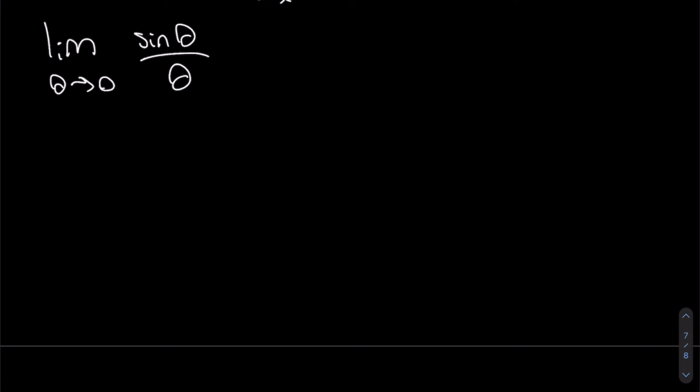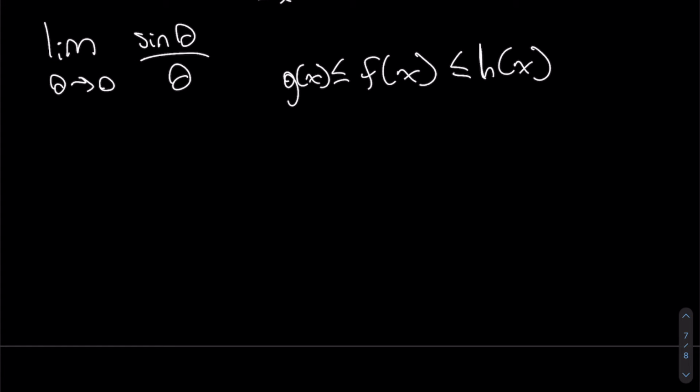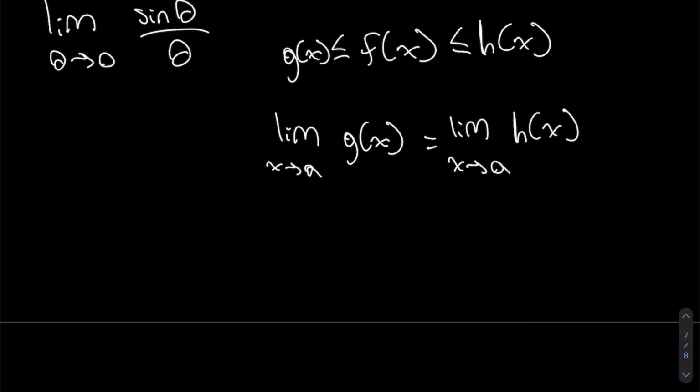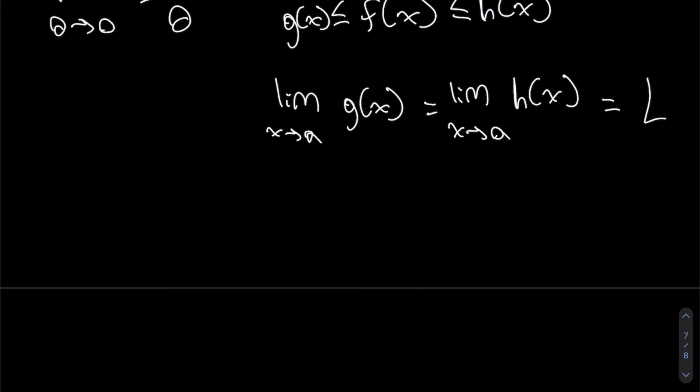What squeeze theorem says is if I have some function f of x, which is always between two other functions, which I'll call g of x and h of x, then if the limit as x approaches some number a of g of x equals the same limit of h of x, which equals some number L, then the limit as x approaches a of f of x has to equal L.